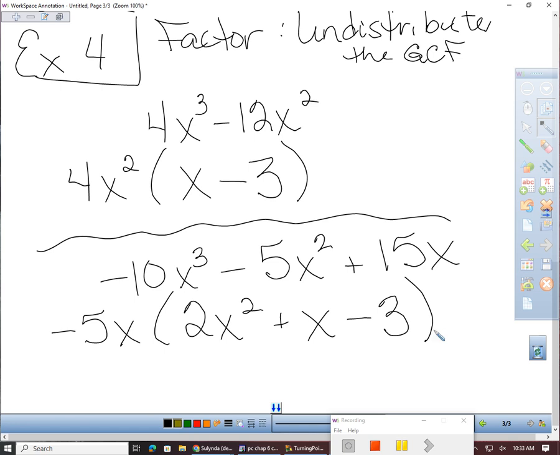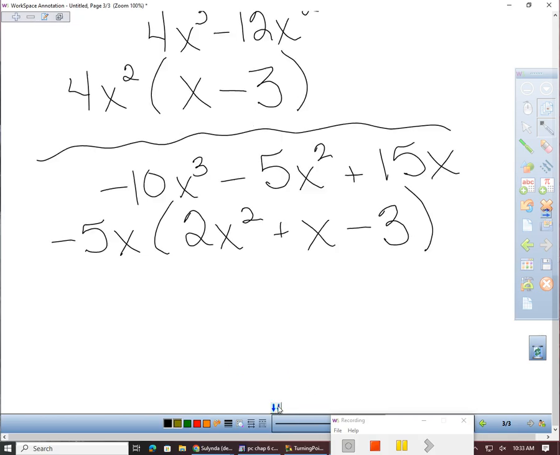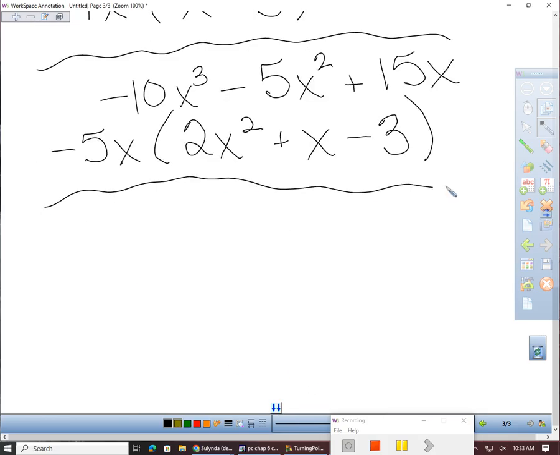Just got to double check. Just multiply it back through real quick and make sure you're right. Okay? All right, let's do one more here, and then I have one last example, and I am done. No, crazy, right? One more. Let's do this. Let's go.